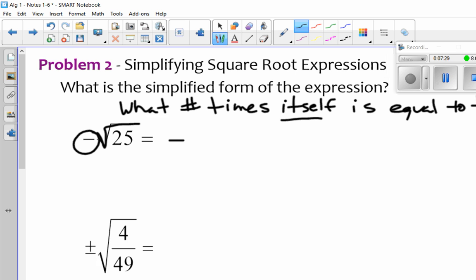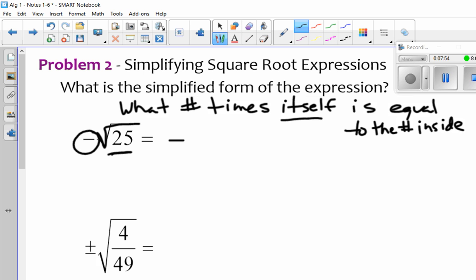Okay, let me fix this here. Sometimes with the video, that side of the screen gets cut off. It is equal to the number inside. Okay, you've got to remember that when I'm recording. So I'm asking myself what number, if I multiply it by itself, gives me 25.